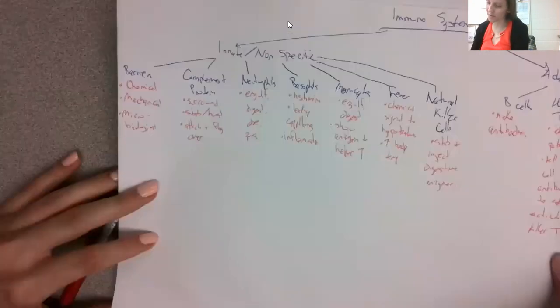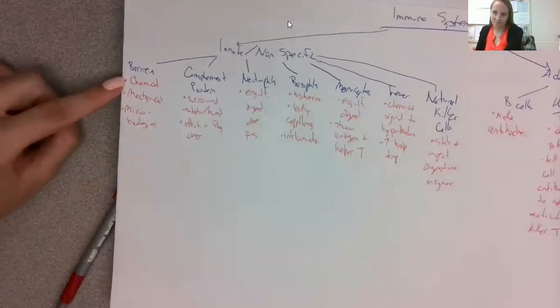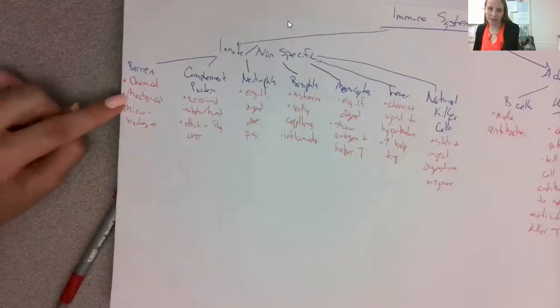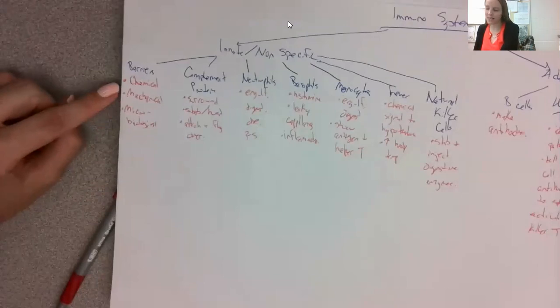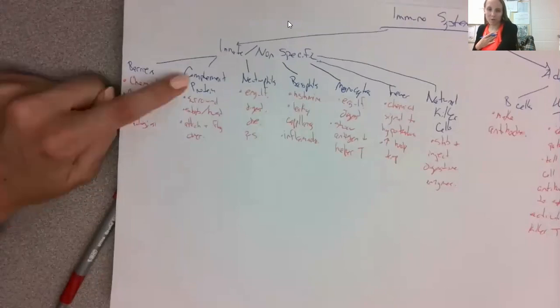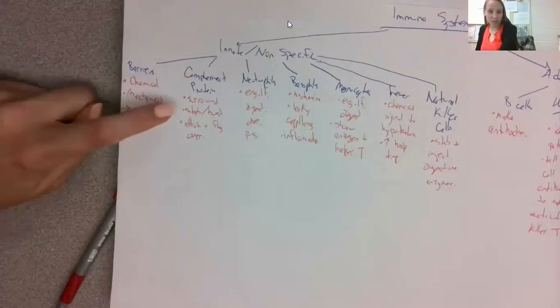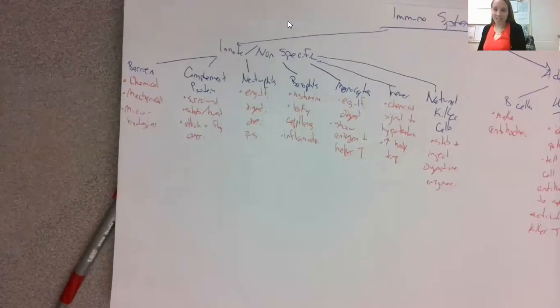In the innate responses, we have our barriers, which include the chemical barriers, like acidic environments, the mechanical barriers, like your skin and your mucosal membranes, and the microbiological, which is like your own healthy bacteria outcompeting the invasive bacteria. Then we have our complement proteins, which can either surround the microbe, stab and burst the microbe, or just attach to the microbe and then flag over one of our other cells of the immune system.